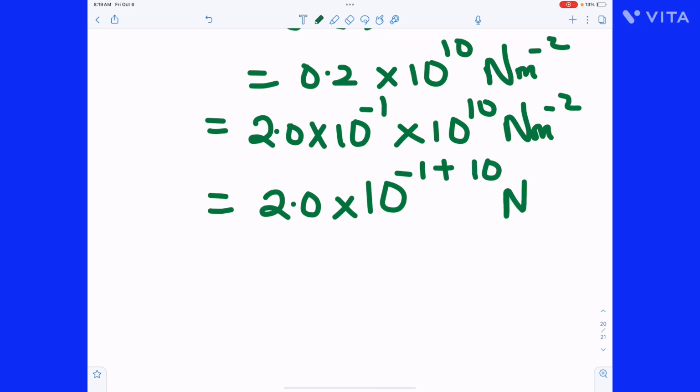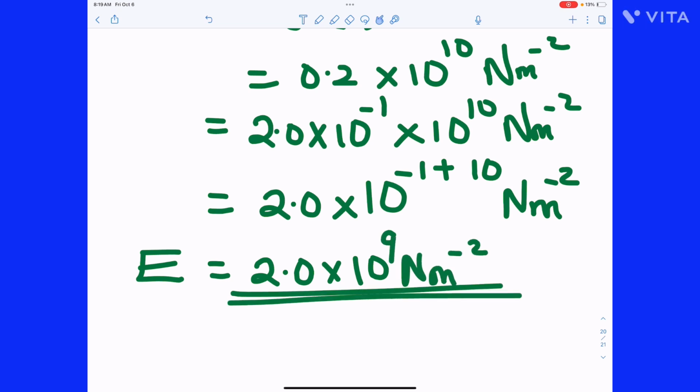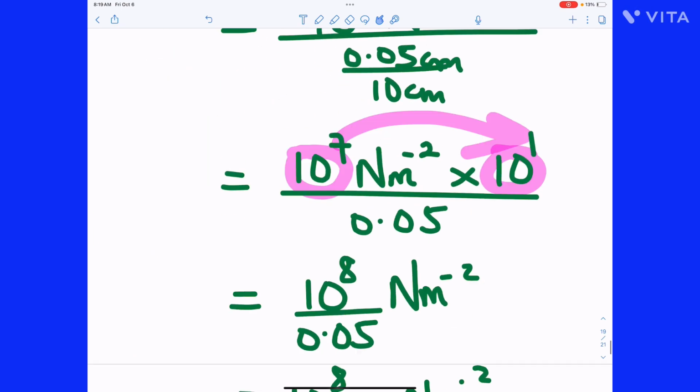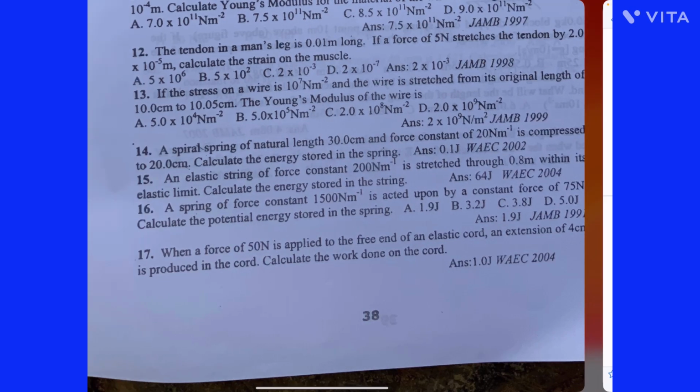2.0 times 10 raised to power minus 1 plus 10 Newton per meter squared. And that's 2.0. The Young's modulus is 2.0 times 10 raised to power 9 Newton per meter squared. So sometimes you know the formula, but if you are not very careful with the indices, you might make a mistake. Okay, let's continue. Question 14.